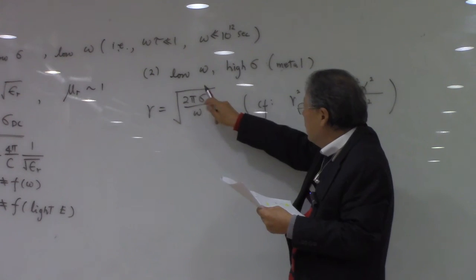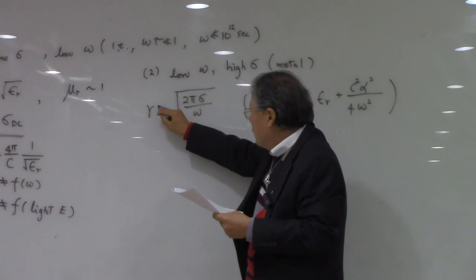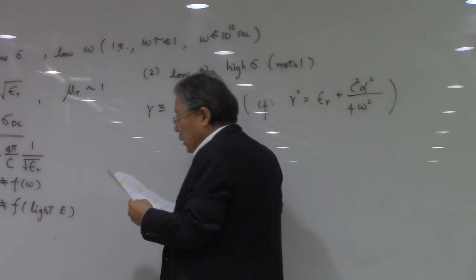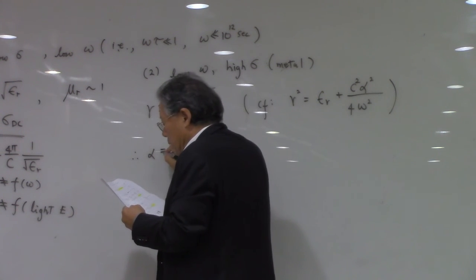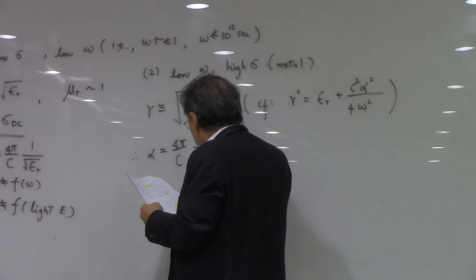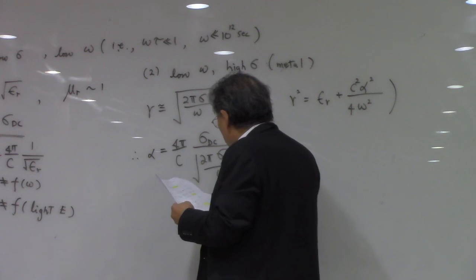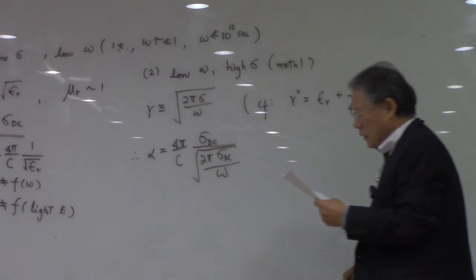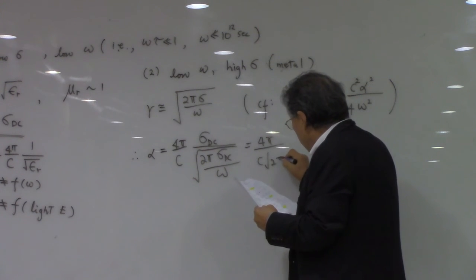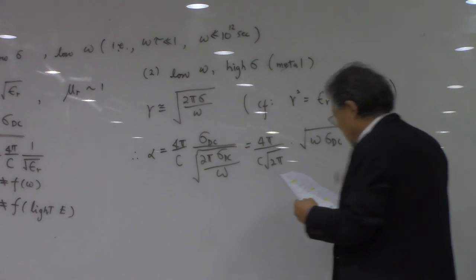Okay, from that equation, if you have low frequencies, high sigma, then you can write the R is going to be something like this, okay? So the alpha now is going to be 4 pi over C sigma dc over square root of 2 pi sigma dc over omega, something like this. And then that is 4 pi over C root 2 pi root omega sigma dc. Okay?